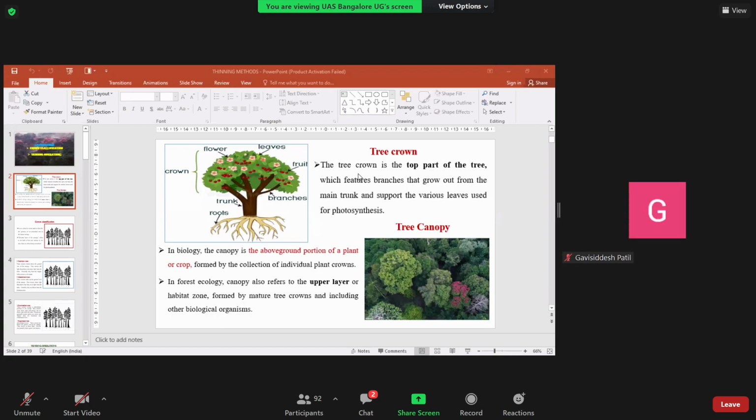Okay. So how does thinning help in reducing the crop rotation? Thinning mainly provides good space for tree species, so that these trees will grow faster. That is the main objective. So it mainly helps in reducing the rotation. If the growth is more, the rotation will be less.